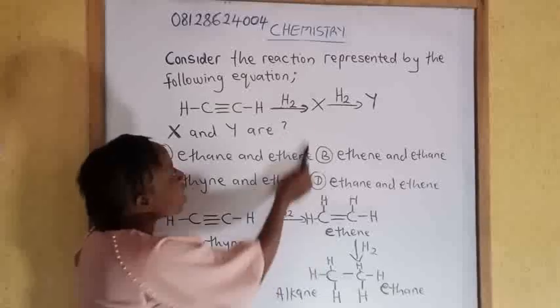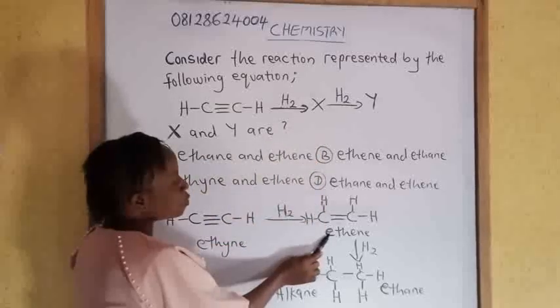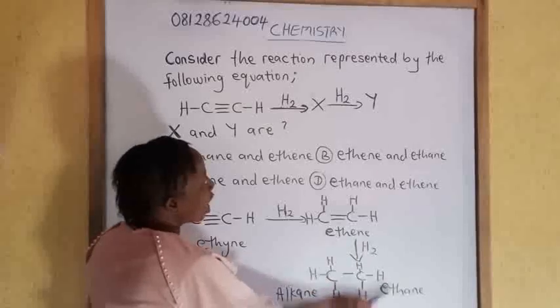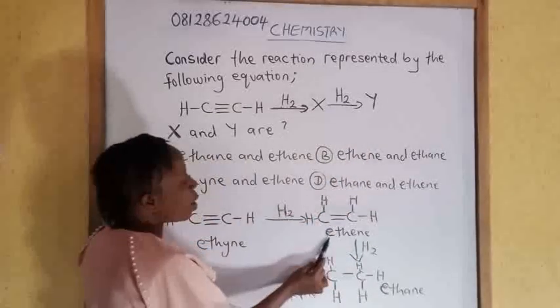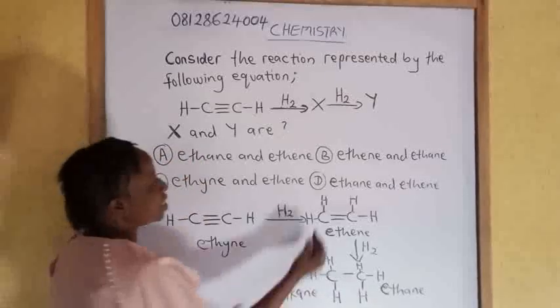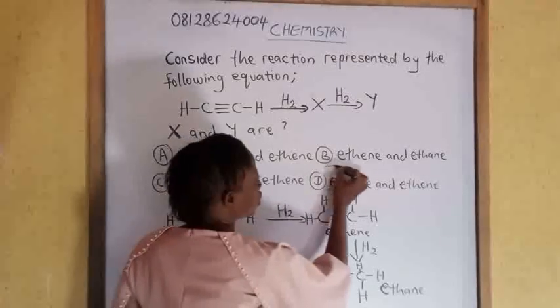So it shows that our X, that is the first product, is ethene. Then Y equals what? Ethane. So our products will be ethene and ethane. So the correct option is what? Is B.